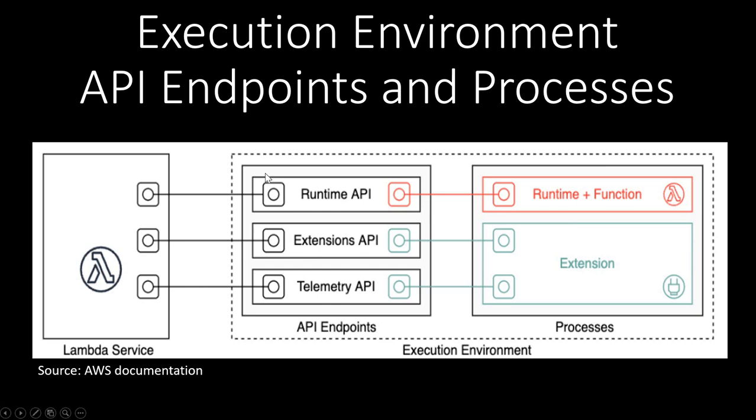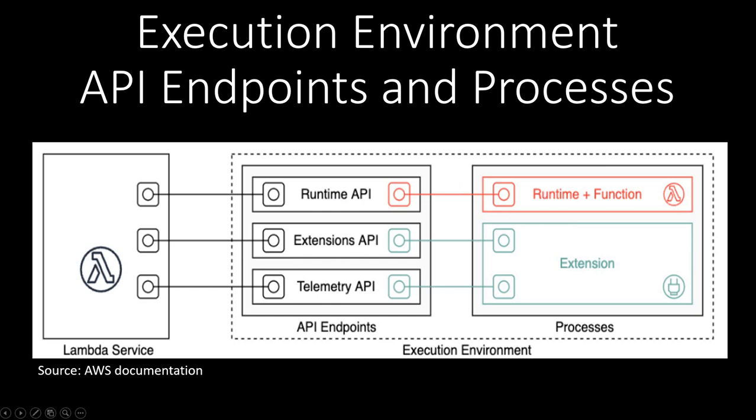Then we have some APIs between the Lambda service and these processes. We have three APIs: runtime API, extension API and telemetry API. The Lambda service communicates with the runtime and extension processes through these APIs. First is the runtime API. Our function's runtime communicates with Lambda using the runtime API.